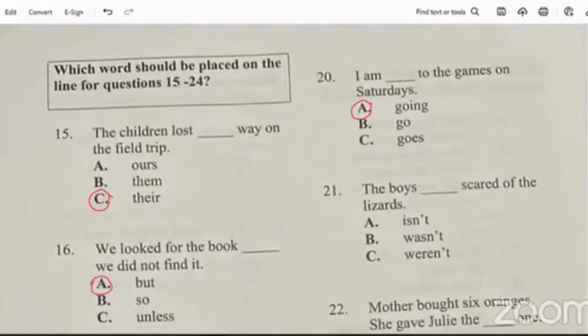Question 21, the boys blank afraid of the lizards. The boys isn't scared. Sorry, the word was scared. The boys isn't scared. The boys wasn't scared. The boys weren't scared. So the boys, that's a plural noun. So it goes with the plural helping verb there.